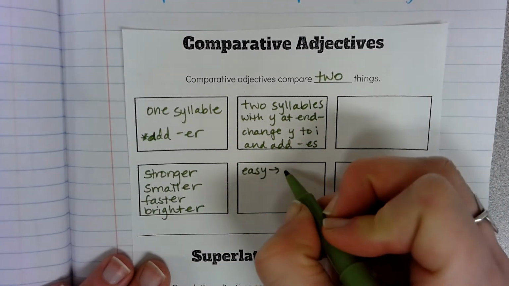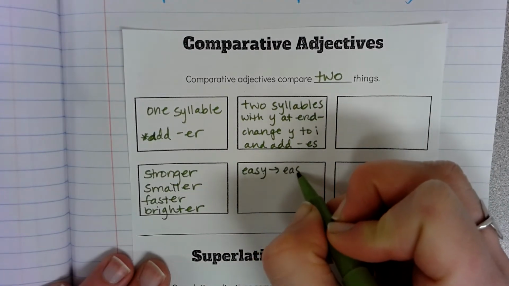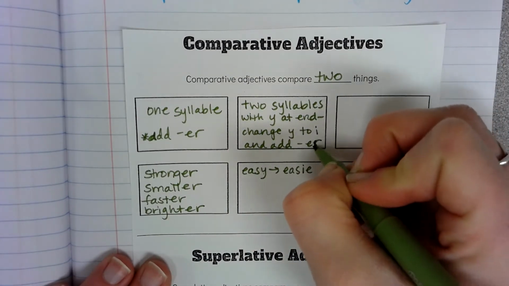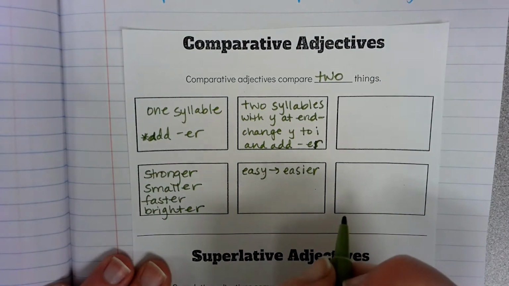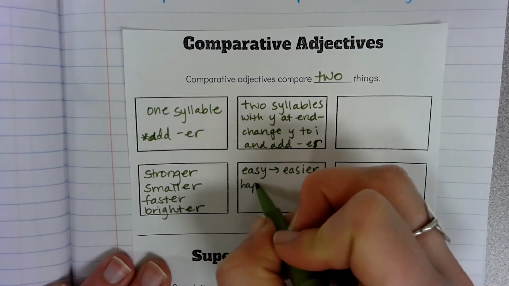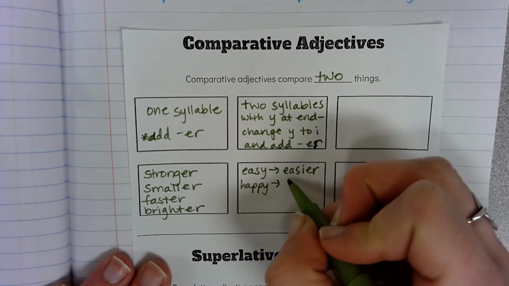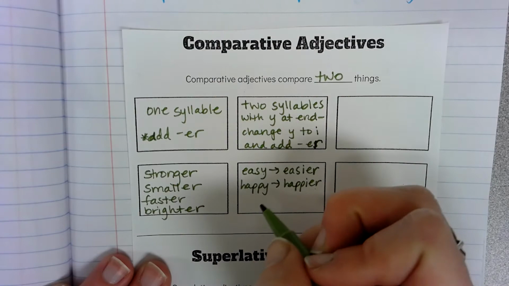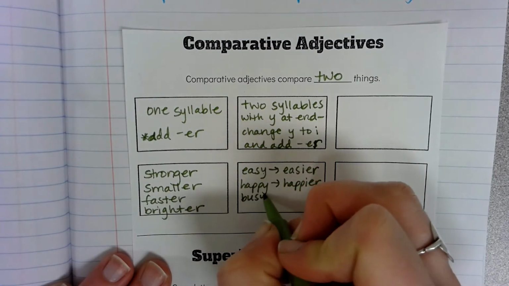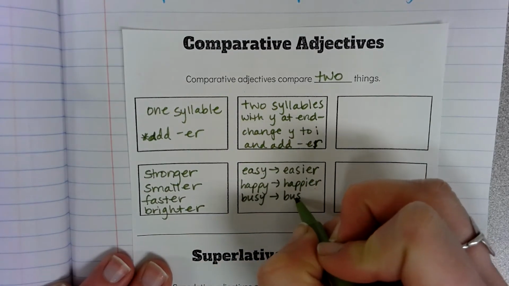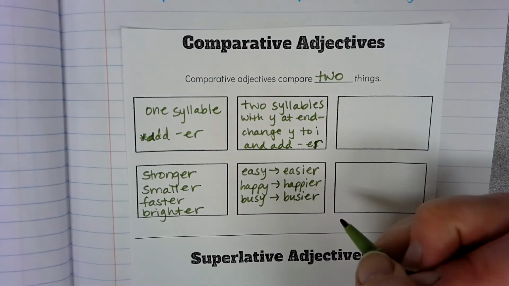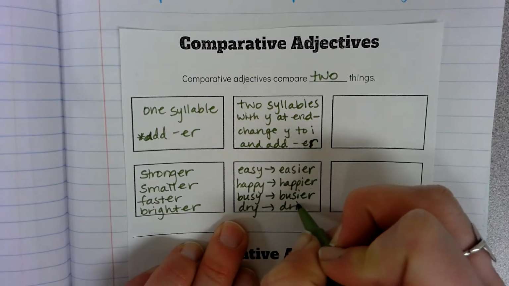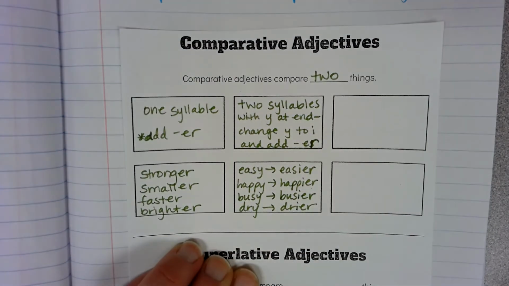So we have a Y at the end. We're going to change that Y to an I and add ES or ER. Let's change that to R, sorry. Easy to easier. We have happy. The happy dog is now happier than the other dog. We have a busy street, but that street is busier than the next one down. And dry. That towel is drier than the other one.